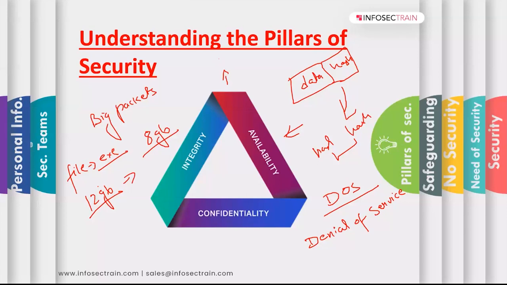That is due to the DOS attack sometimes, right? Now for maintaining availability, what do we do? We can take backups of the systems, right? If someone attacks the system, someone attacks my server, at that time, what will happen?